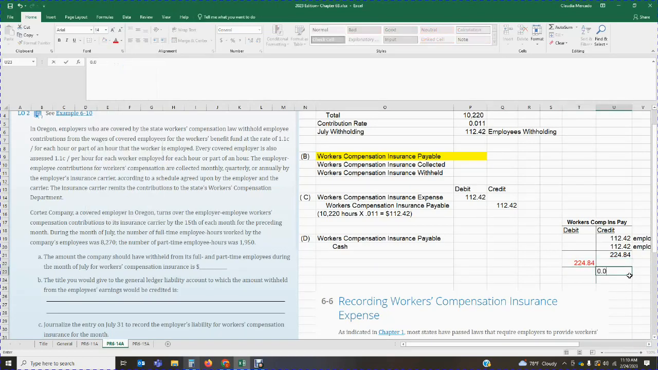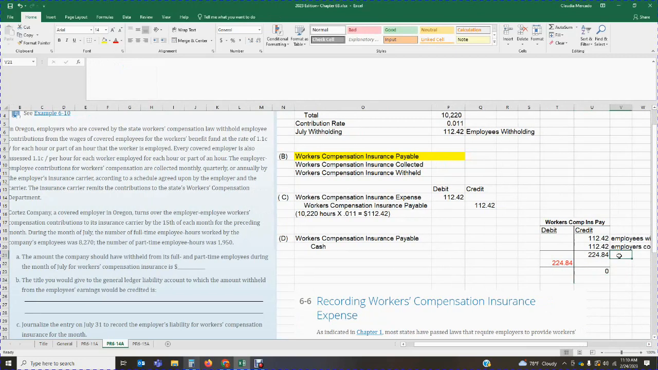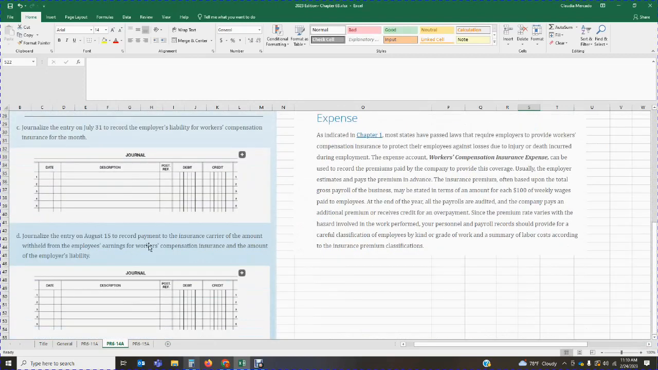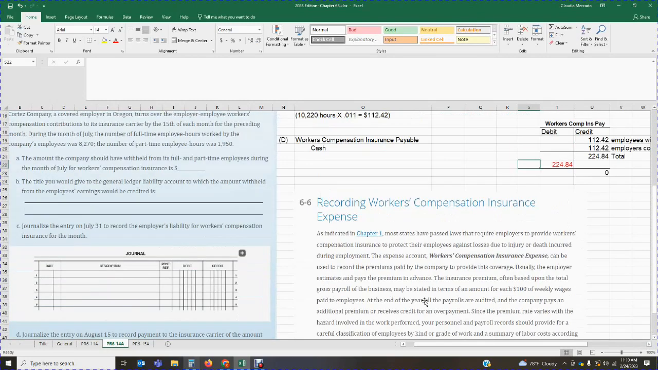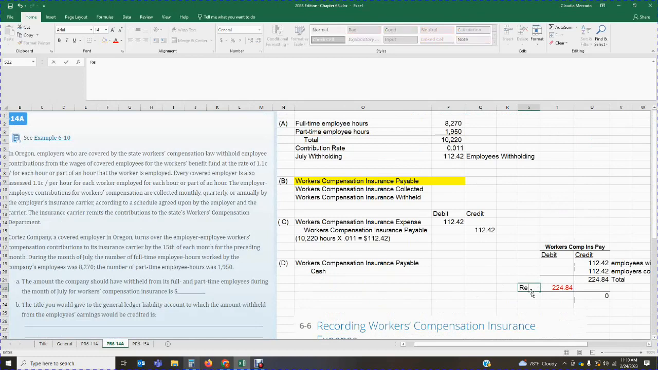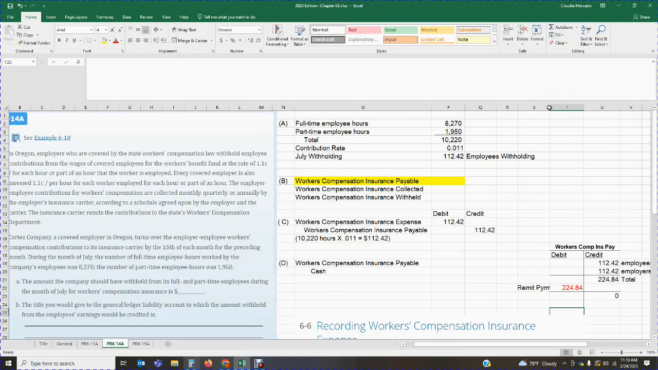I had 224. This is the total. And then this is my entry to withdraw the money from the payable, just to record the payment to the insurance carrier. So when I remit payment, I'm going to take the money out of my payable. That's going to leave my payable now at 0.